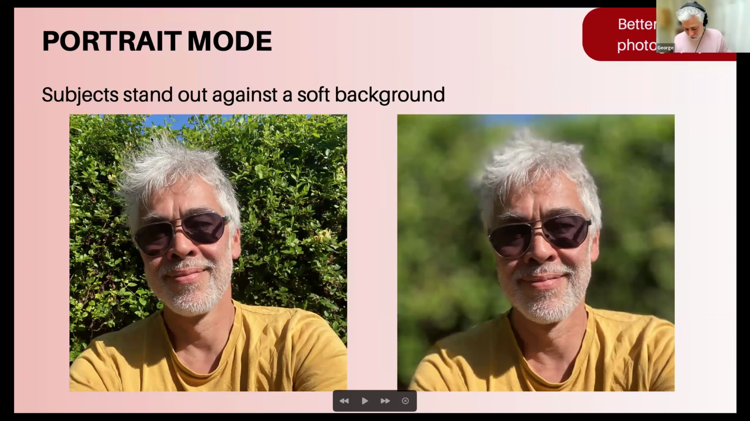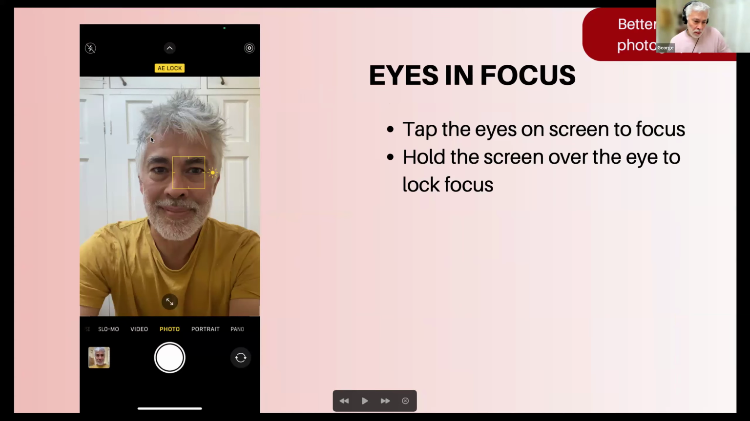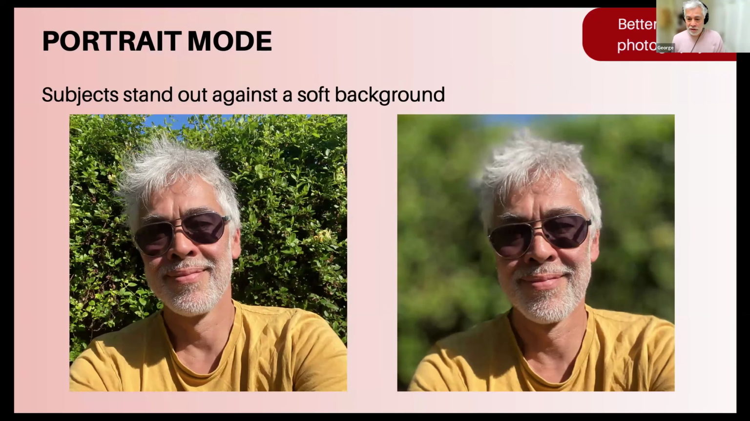Portrait mode. Down here on this iPhone, it's slightly different with Android, but it's also not different. You've got all these options: shoot slow-mo, shoot video, portrait, pano, which is shooting those long panoramic shots. And portrait mode here allows you to do the fuzzy background thing, which you can see in the photo on the right. Photo on the left, everything is in focus because it's a bright day outside.